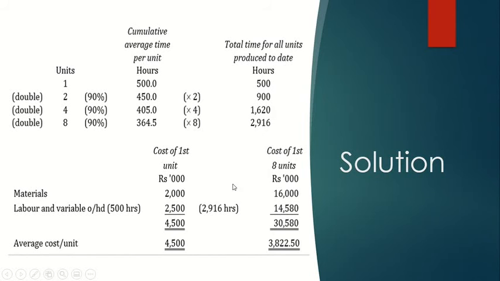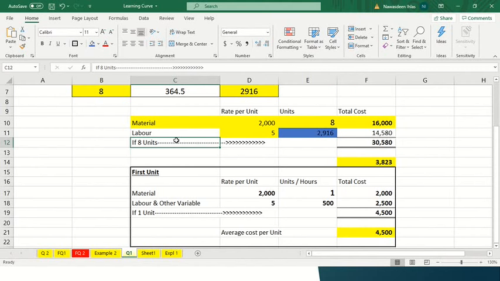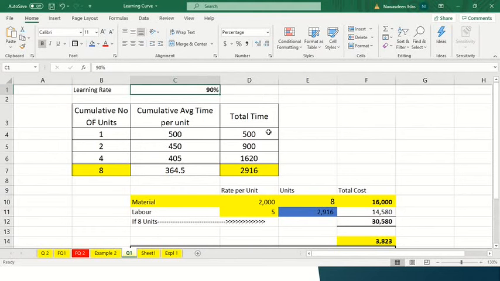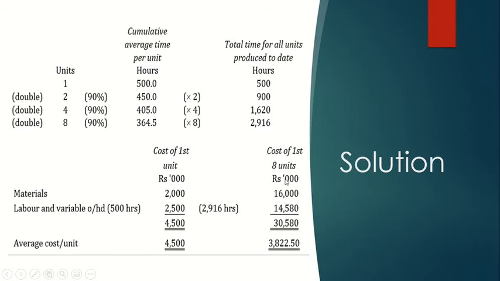So after applying this learning curve theory, we computed that to produce 8 units we no need 4,000 hours, we just need only 2,916 hours as per this particular table. So we computed this table and we found we need only 2,916 hours to produce 8 units.